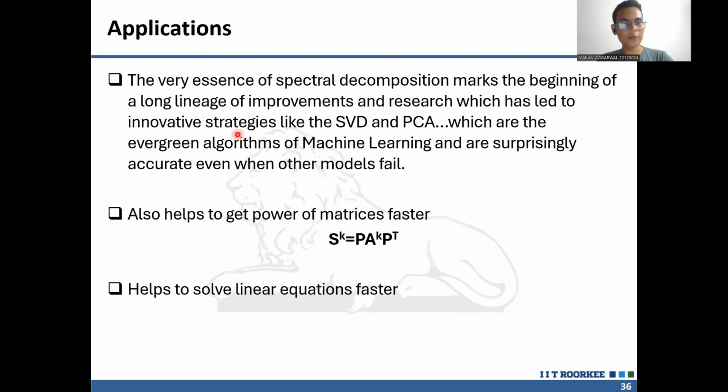Applications will firstly involve the very essence of spectral decomposition, which marks the beginning of a long lineage of improvements and research, which has led to innovative strategies like the SVD and PCA. SVD standing for singular value decomposition and PCA standing for principal component analysis, which are the evergreen algorithms of machine learning and deep learning as well. And these are surprisingly accurate even when other models fail. This process also helps us to get power of matrices faster.